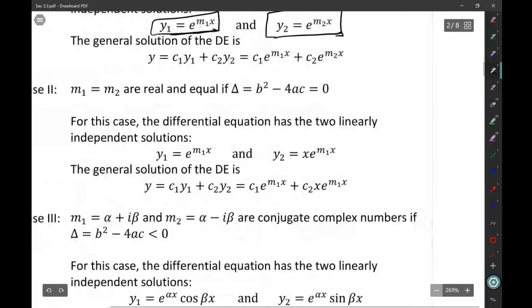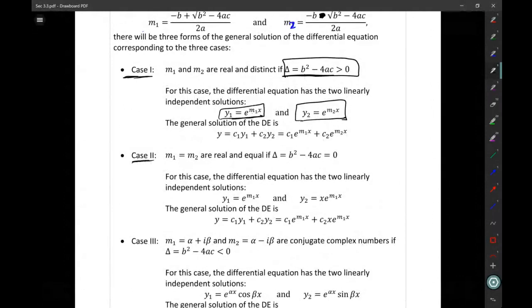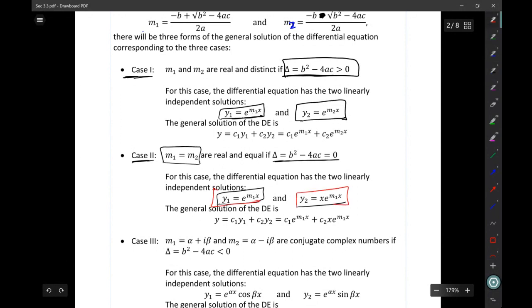Now, for this auxiliary equation, in case number 2, m1 is equal to m2, and this happens when the discriminant is 0. The first solution becomes e to the power m1x. The second solution is equal to x times e to the power m1x. That's in case m1 is equal to m2. The general solution is just c1 y1 plus c2 y2.